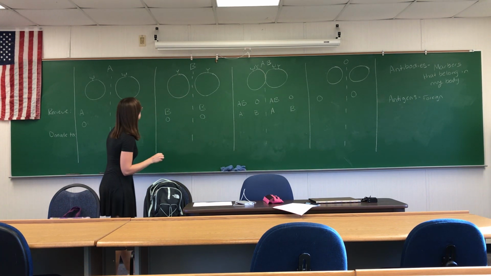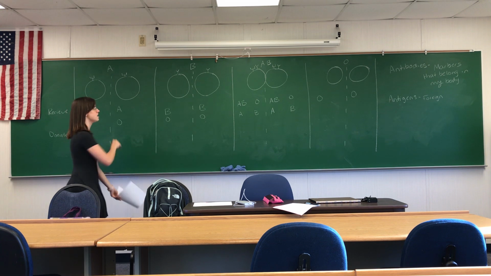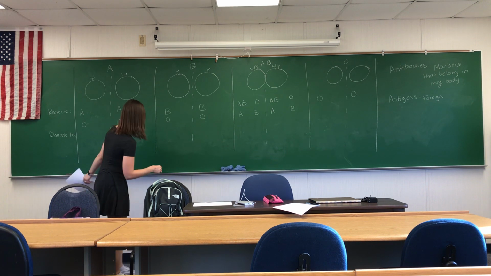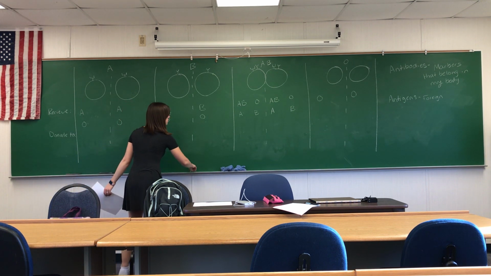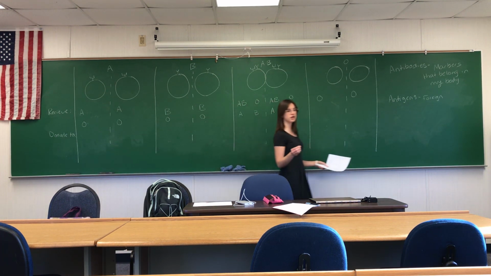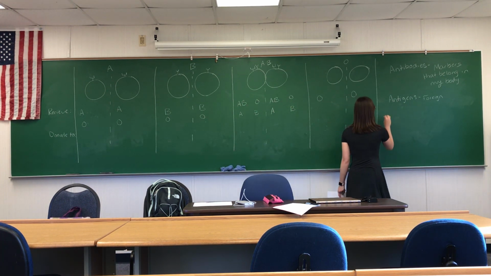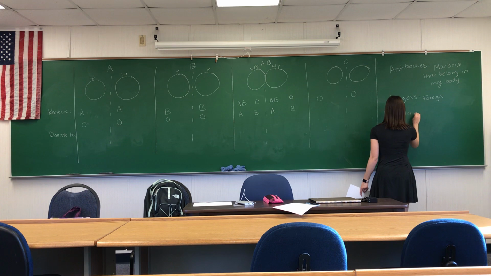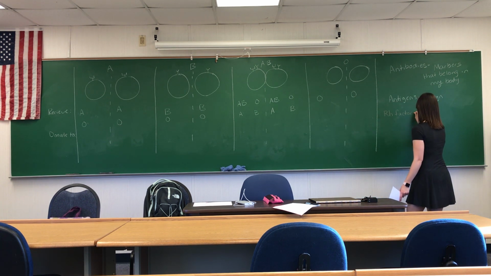But we don't just have A and B antigens, right? It's got to be more complicated than that. We've got to have something else in our body. So we've got this little factor, right? It's another antigen, and it's called the Rh factor.